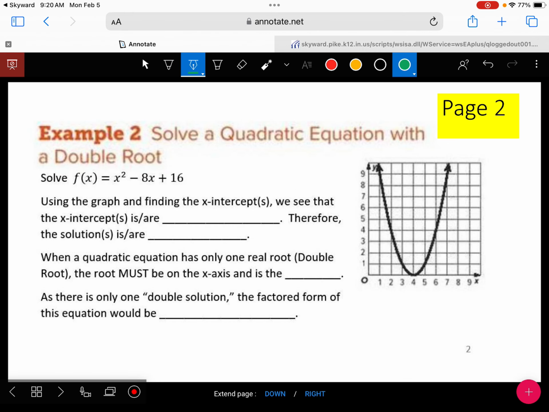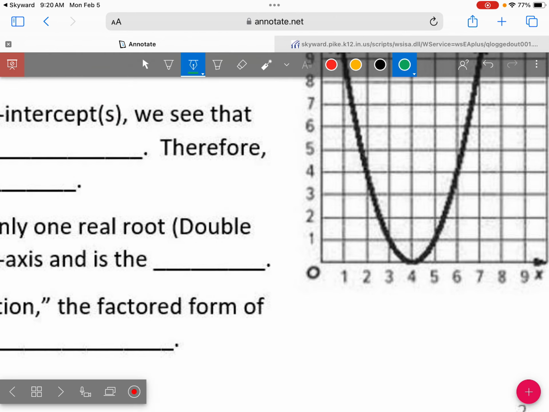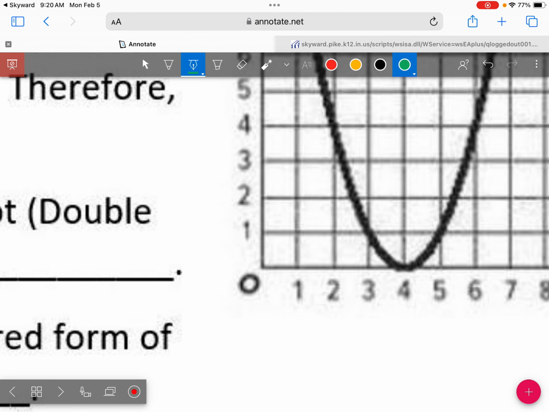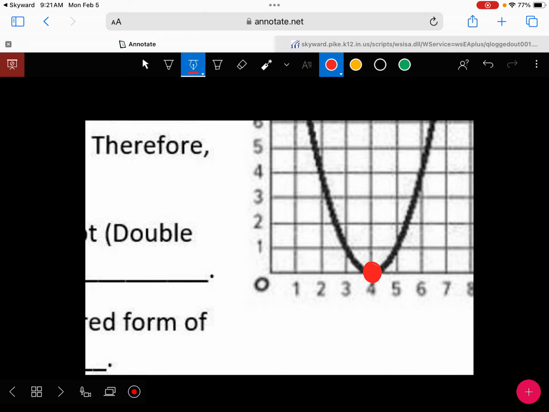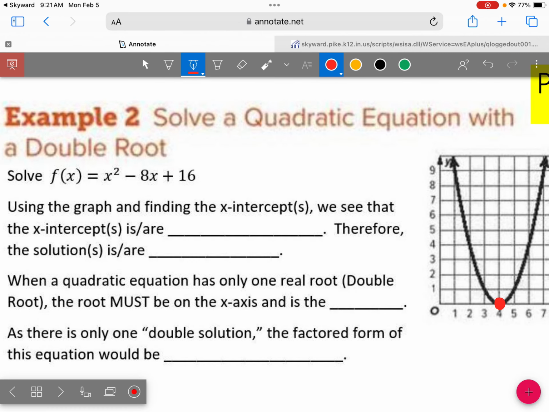Okay, so I want you to look at this one here. This is called a double root. Whenever you only see one x-intercept, we call that a double root. So in this graph, let's put a point right here. That's my solution. What is the x value of that red dot? What does x equal right there? 4. So my x-intercept is at 4, which means my solution is at 4.